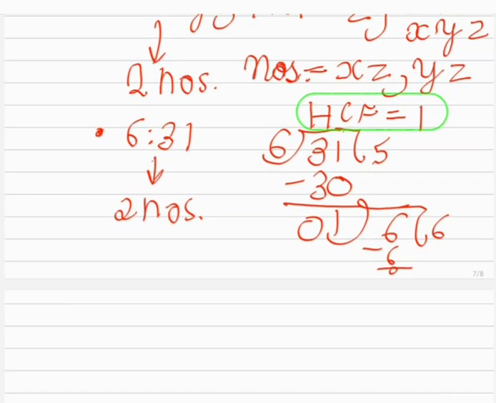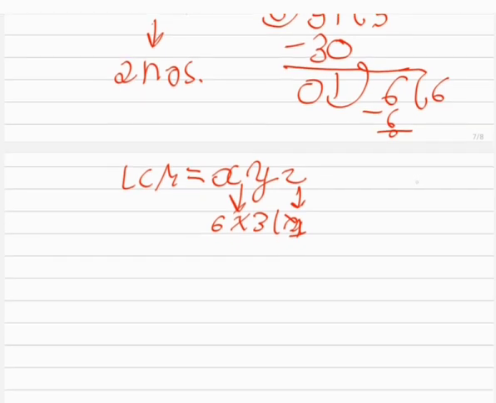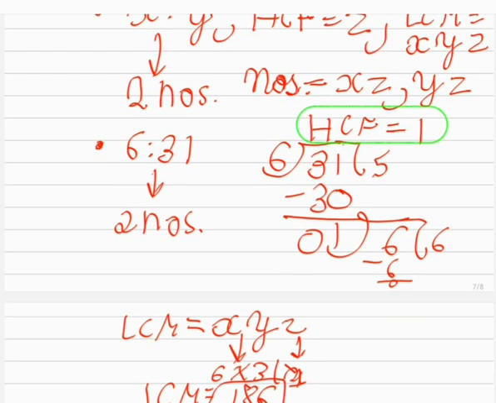The LCM. So the LCM would be x into y into z, where x and y are 6 and 31, and z is equal to 1 because the HCF is 1. So 6 into 31 is 186, which is their LCM, because any number into 1 is the same. So their LCM is equal to 186. And what are the numbers? We have to find the numbers also now. It is the ratio, not the numbers.